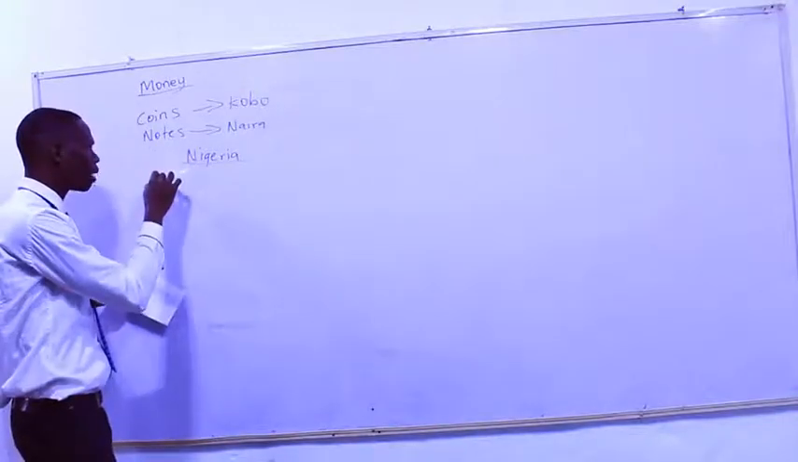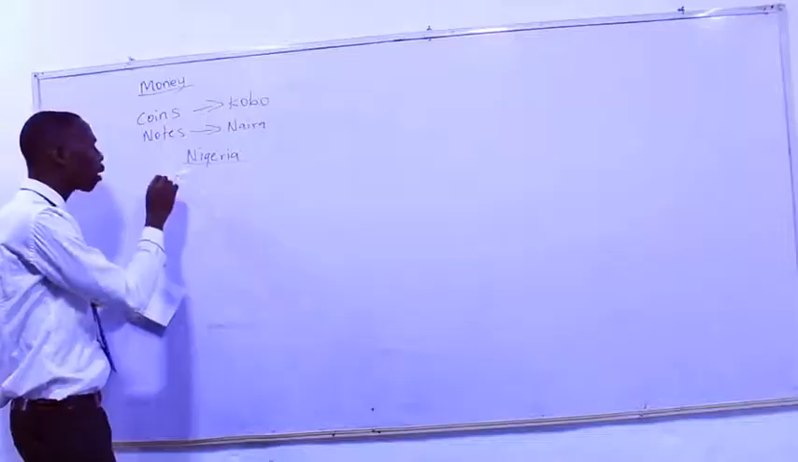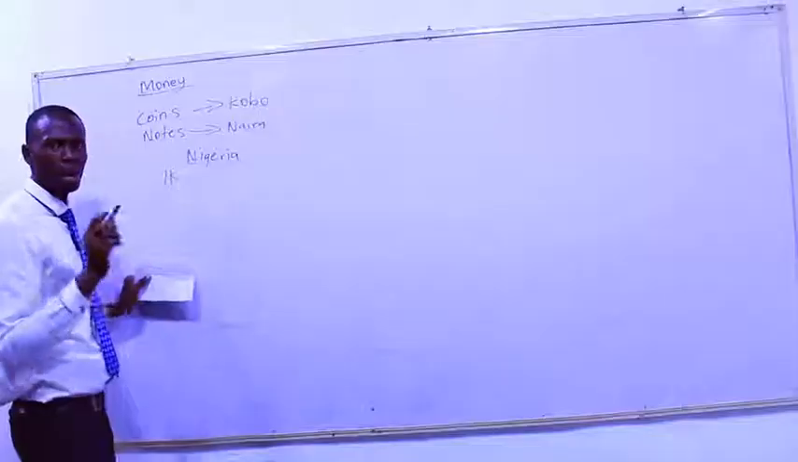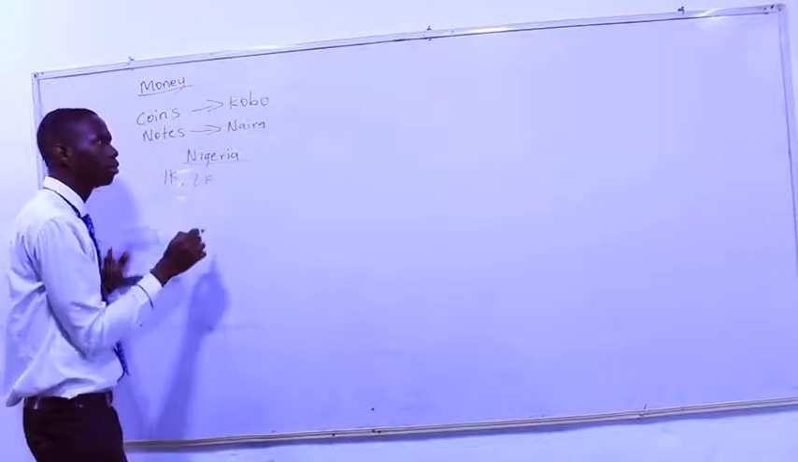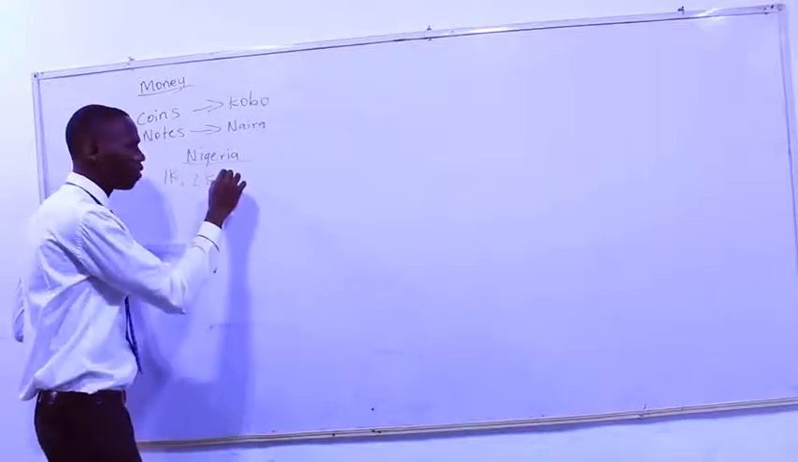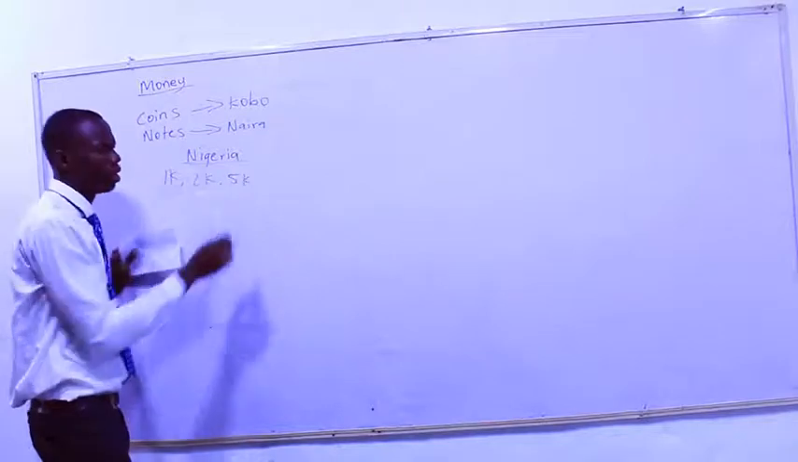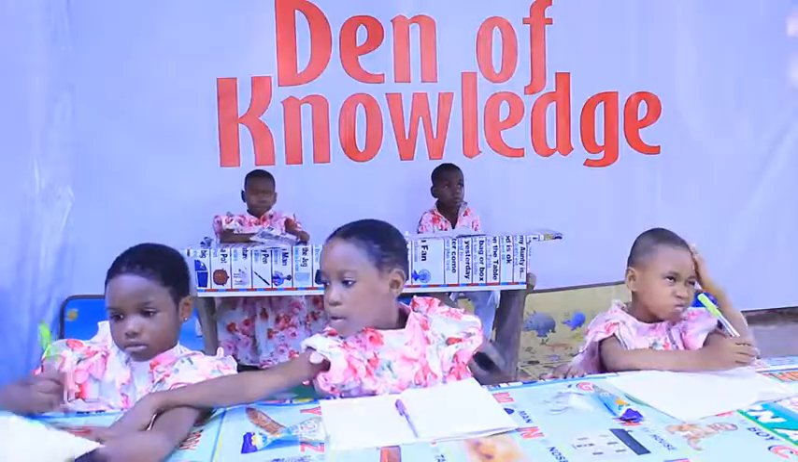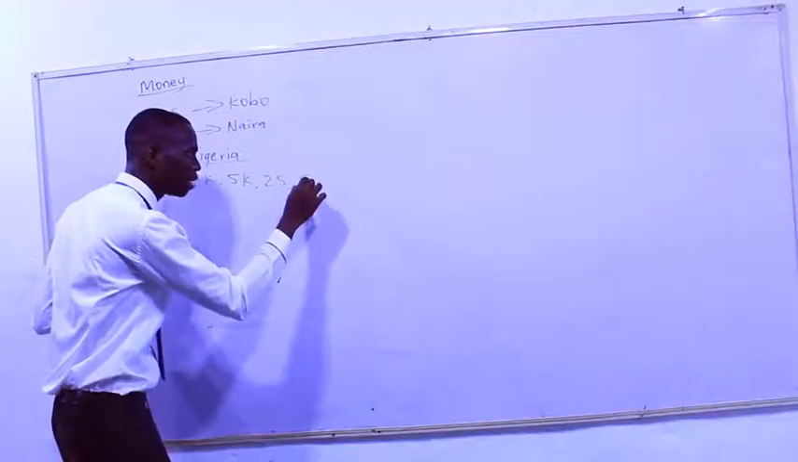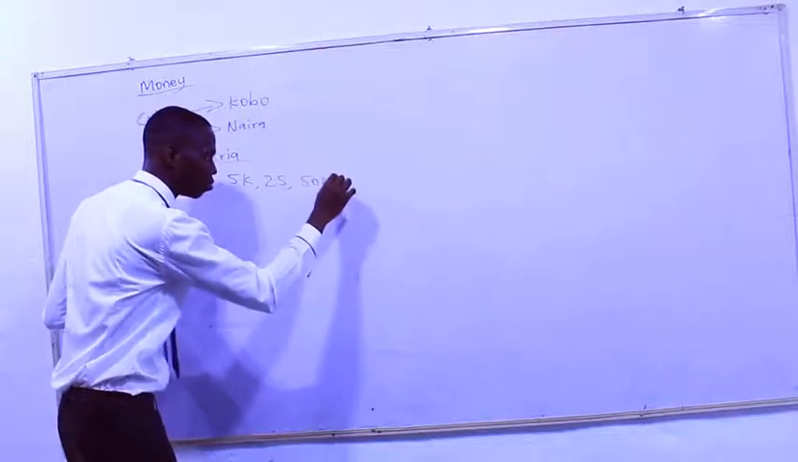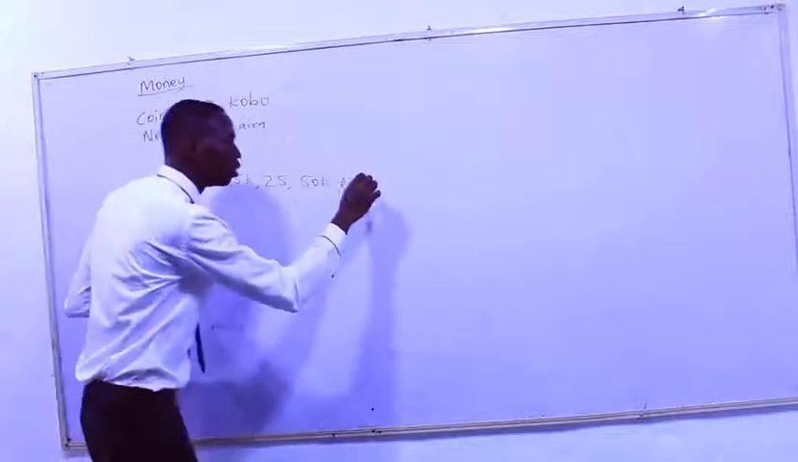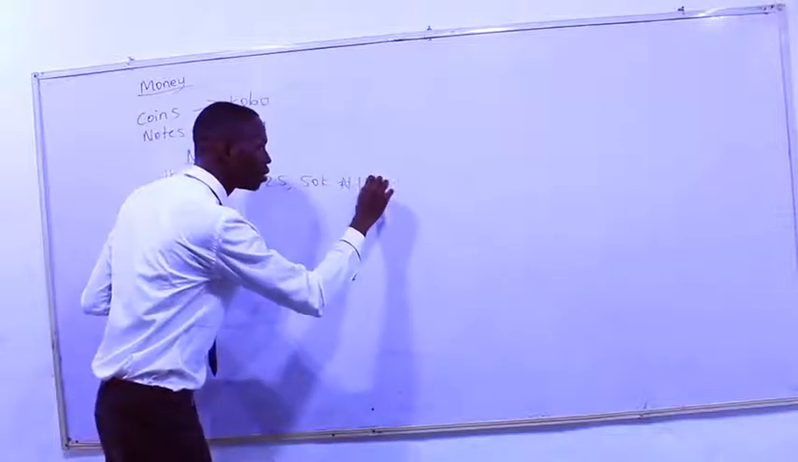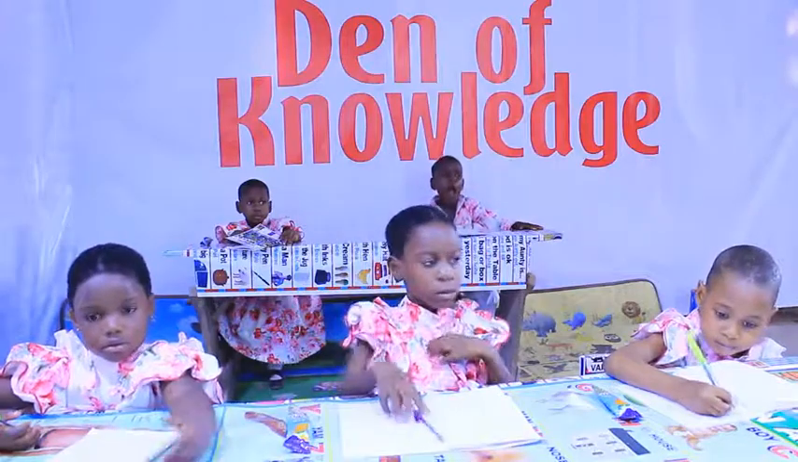In Nigeria, we have something called 1 kobo as money, 2 kobo, 5 kobo, 25 kobo, 50 kobo, 1 naira, part of coins, and the last is 2 naira. These are the coins.